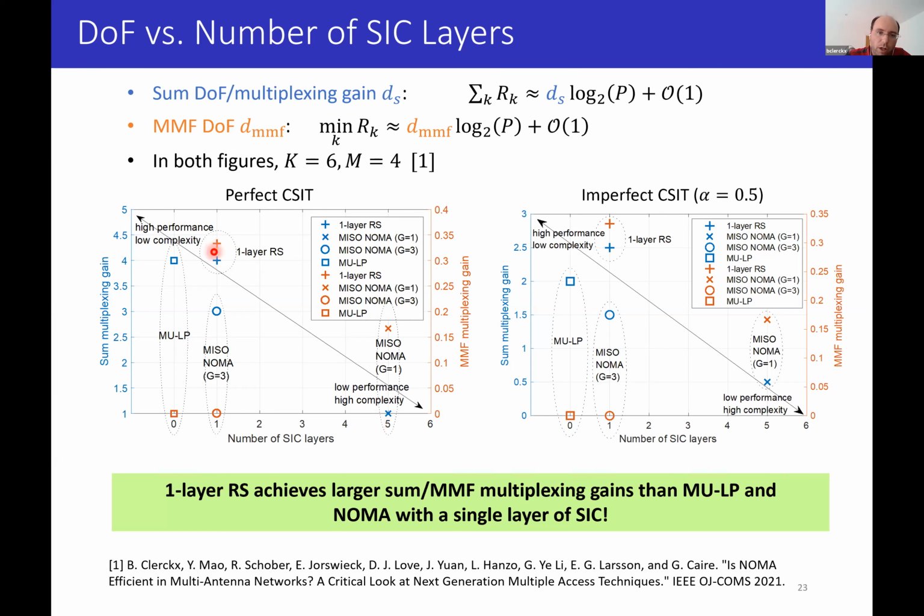On the other hand, if you do 1-layer rate splitting, you have a scheme that relies only on 1 SIC, and you get a sum DOF that is either equal or better than any of these other schemes. As you move to imperfect CSIT, the gap is even larger. You see that actually the performance in terms of max-min fair DOF and sum DOF of the 1-layer rate splitting is significantly larger than what you get with any of the other schemes, despite the fact that you have a much lower complexity than NOMA, for instance.